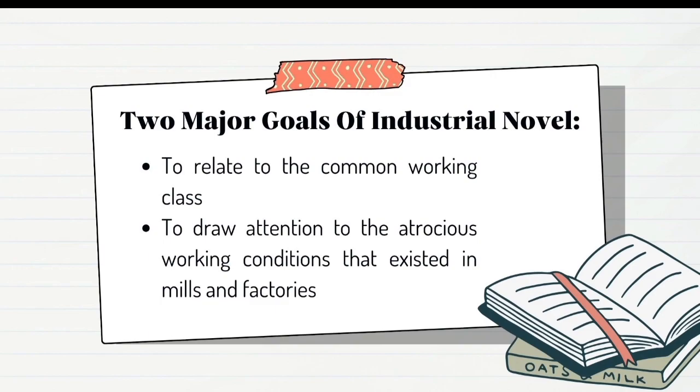The first one is to relate to the common working class because, as we all know, literature and works were accessible only to the elites. So the major goal of industrialization, especially in literature, is to relate to the common working class. The second one is to draw attention to the atrocious working conditions that existed in mills and factories. This is the very main issue during the industrialization period in the later periods in American literature.